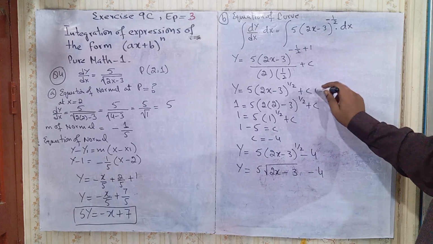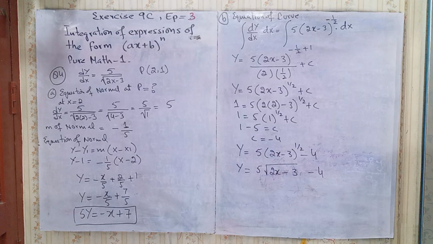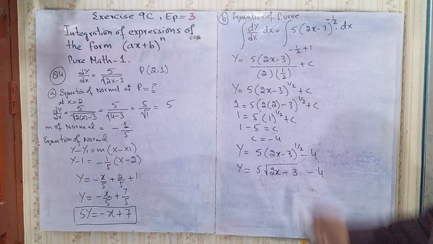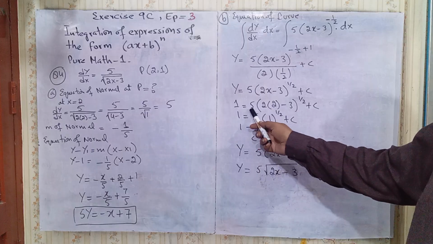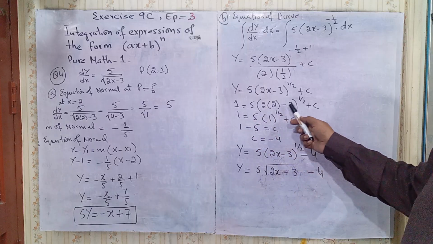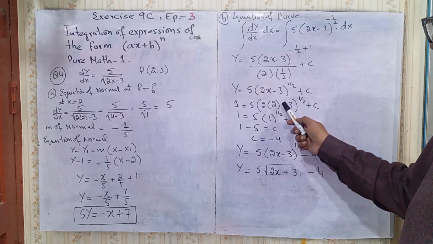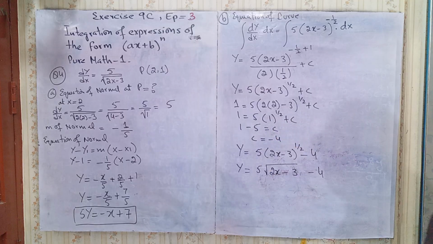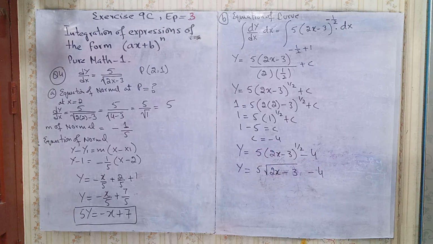I want to find out the value of this c because this point P, 2 comma 1, is on that curve. So here in the coin of the curve, wherever you have x, substitute it with the 2, and where you have y, substitute it with the 1. So 1 is equals to 5 bracket 2 into 2 minus 3 bracket close raised to power 1 by 2 plus c. This is 4 minus 3, that's 1. 1 raised to power 1 by 2 will be 1. That's into 5 will be 5. 5 will go on the other side, it will subtract. So you will have 1 minus 5 equals to c. So c will be equals to minus 4.